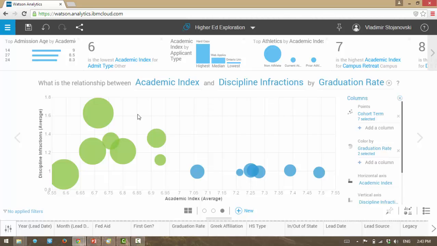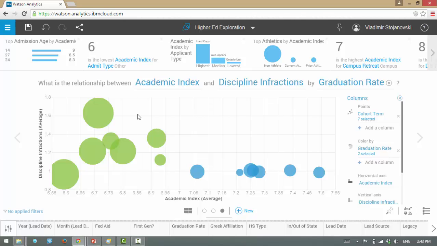Let's recap what we've learned thus far. In just a few short minutes, we found that academic index, discipline, Greek affiliation, and more variables impact graduation rates. But which of these is more important than others, and how do they interact with one another? You can see how, as an analyst, I can come up with many ways to improve graduation rates. But which one will be really effective?